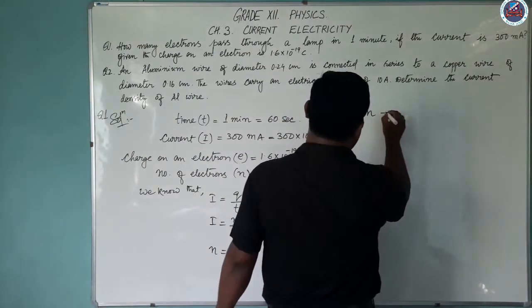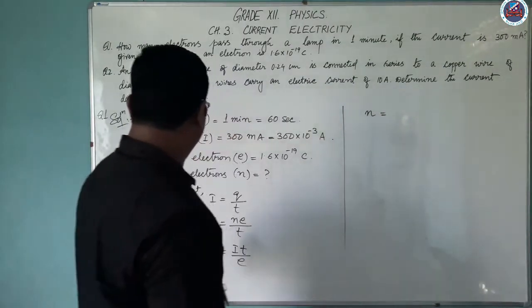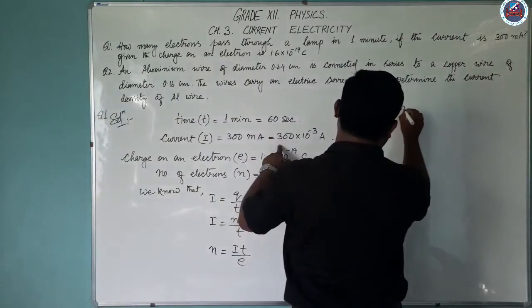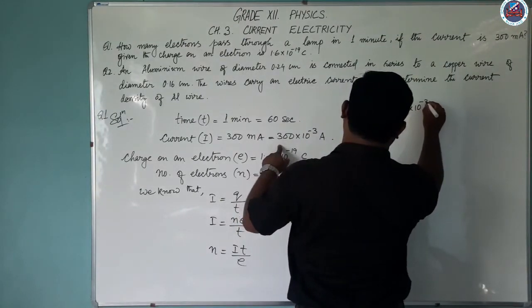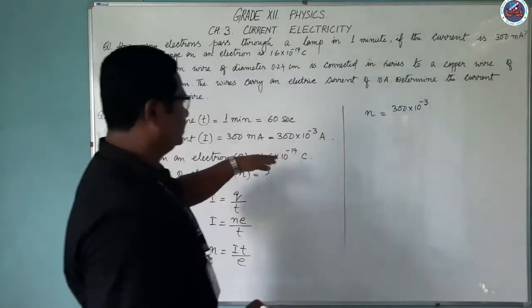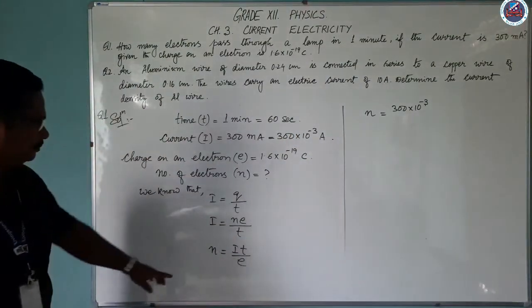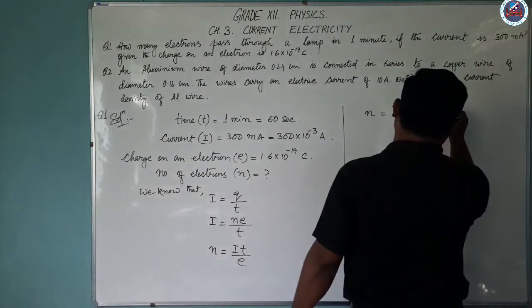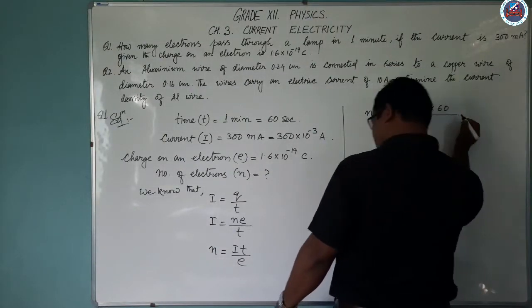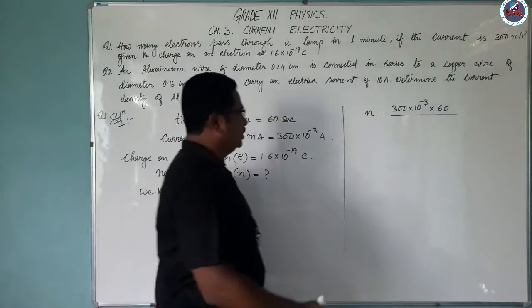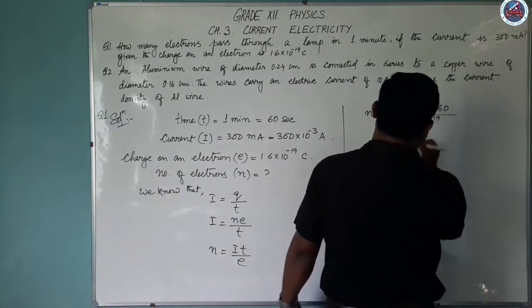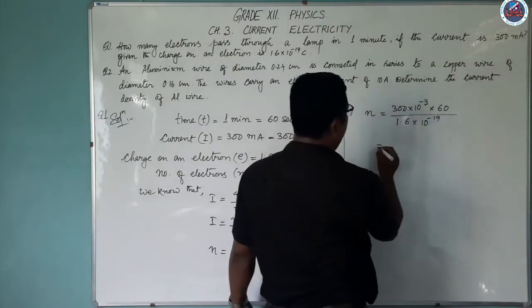n is equal to I into t. The current is 300 into 10 to the power minus 3 ampere. All in SI units, you don't have to mention the unit there. Time is 60 seconds, divided by the basic unit of charge, 1.6 into 10 to the power minus 19. Then if you calculate, you will get your result.